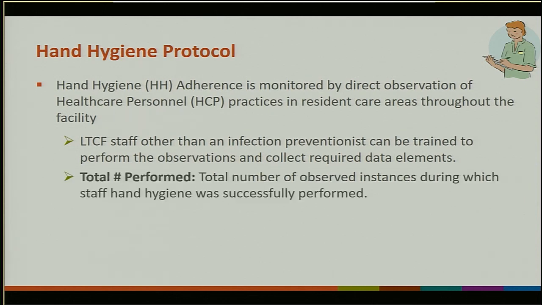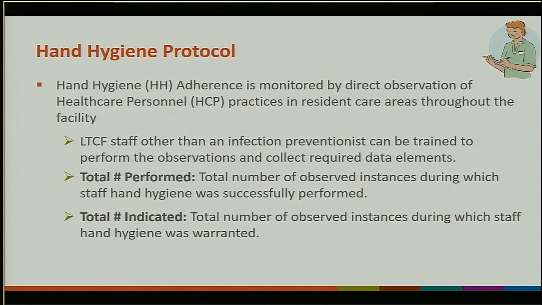What we're looking for is the total number performed, which is the total number that you have observed during which it was successfully performed, as well as those observations in which you believe it was warranted. So, for example, if you feel that there were 30 instances in which someone should have utilized hand hygiene, but you were only able to track maybe 25 because that's how many times that they performed it successfully, then that would be the performance over the indicated.